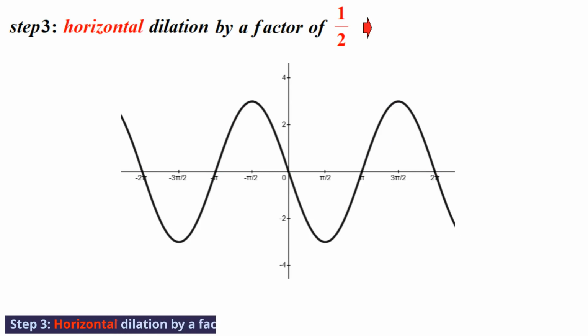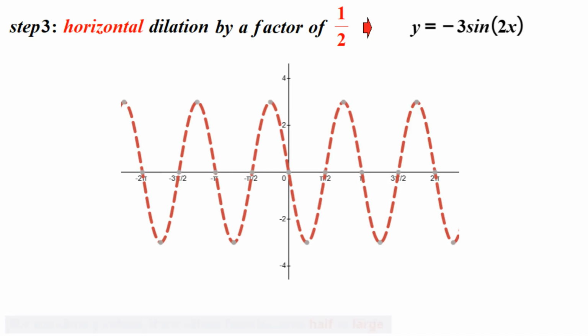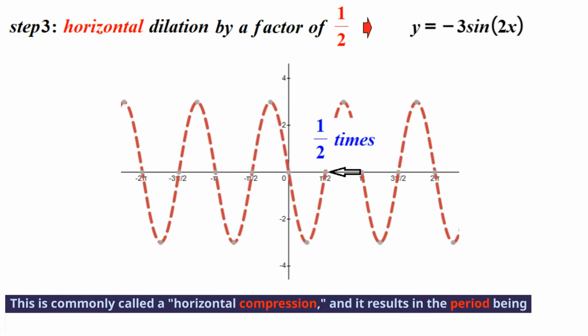Step 3. Horizontal dilation by a factor of 1/2. For the same y values, the x values have become half as large. This is commonly called a horizontal compression, and it results in the period being halved.